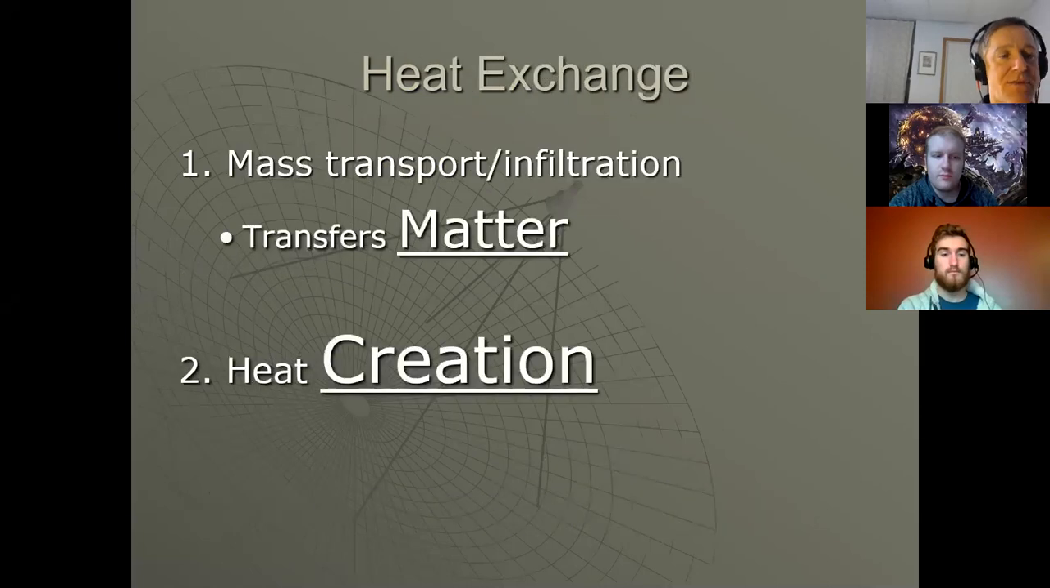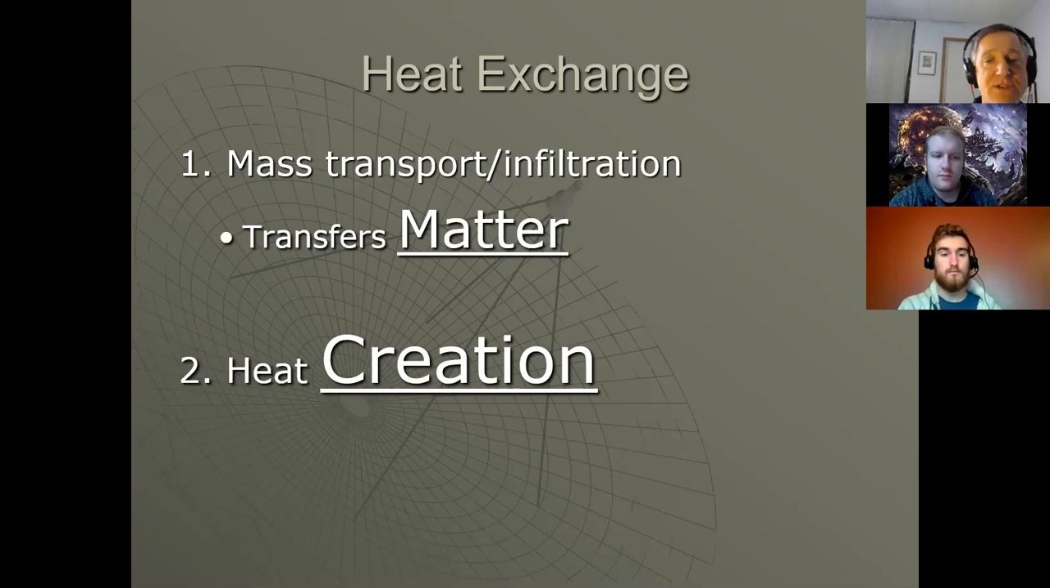And then we have these other two, mass transport and heat creation, which are two different animals. They're not movement of energy alone. The first case is the movement of matter. It's opening a door and letting cold air in, or a bucket of cold air or hot air. This is physical movement of matter.